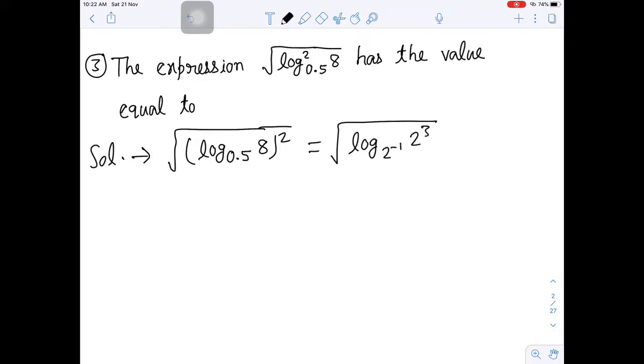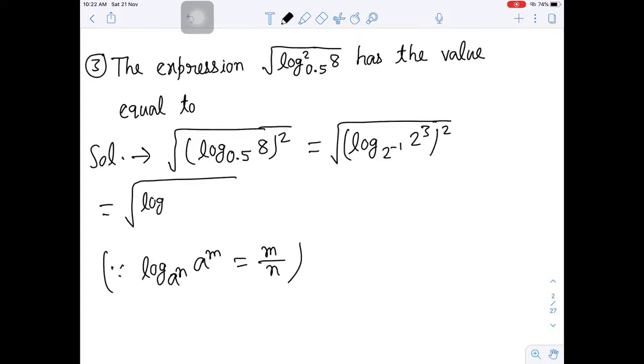8 can be written as 2 cube and then the whole square of it. Now there is a rule of log, and according to that, if you have log a to power m and base is a to power n, it will be given by m by n. So using this rule, we can write this as log. What is a here? If you compare, a is 2 and m is 3 and n is minus 1, so it will become 3 by minus 1 whole square. So 3 by minus 1 whole square, that is root 9. Root 9 is nothing but 3.